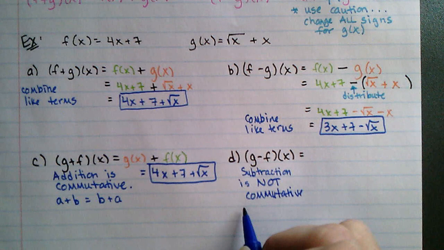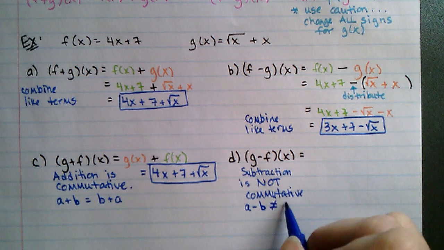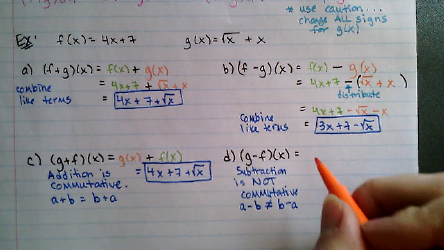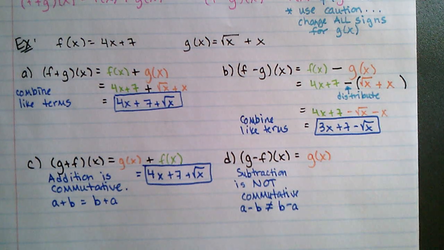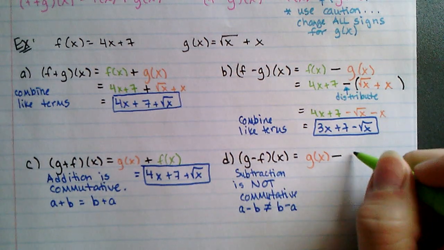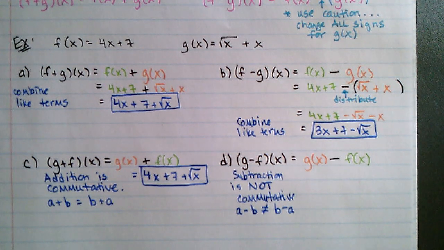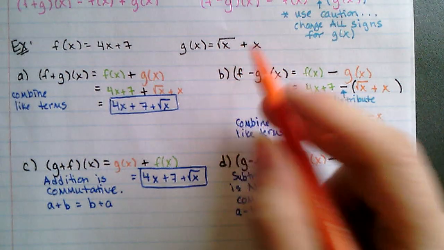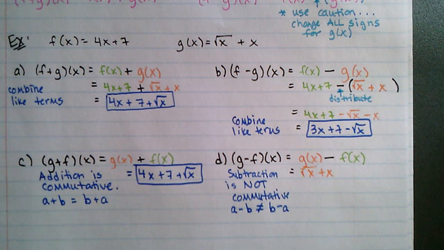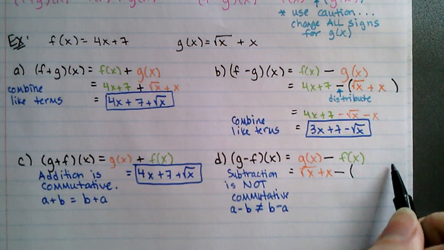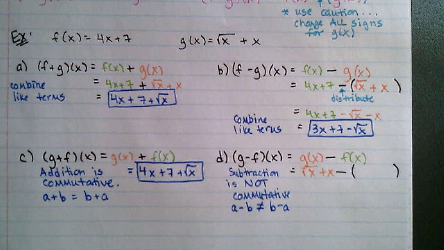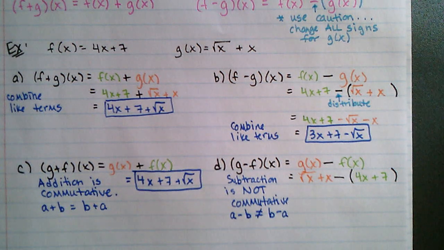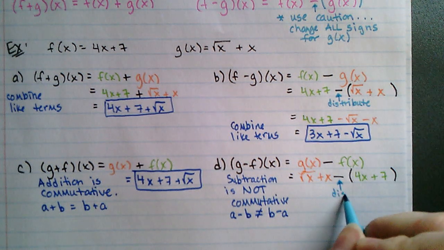What does that mean? That means that a minus b is not the same thing as b minus a. So when I work this subtraction problem, I'm going to have to actually redo my subtraction because I'm going to take g of x minus f of x. So then my g of x function was square root of x plus x. And then I'm going to be subtracting f of x. Remember to put that in its own big set of parentheses. F of x was 4x plus 7. Because I have to remember to distribute that negative.